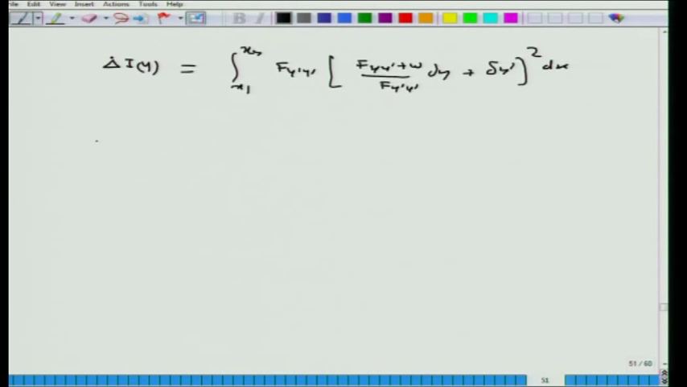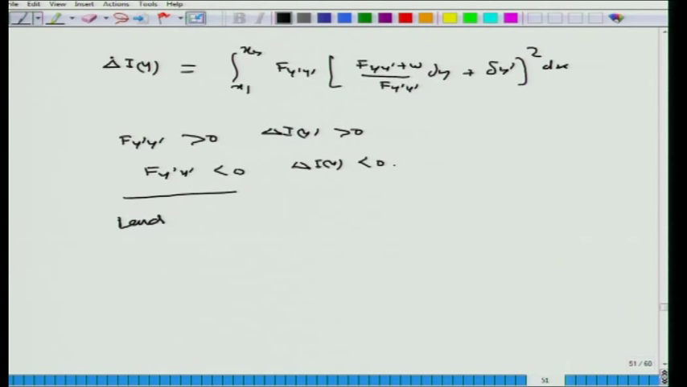So, clearly, if f y prime is positive, we get delta I y positive. If f y prime is negative, then delta I y is negative. And so, this condition, f y prime positive, is actually called the Legendre condition. These conditions are called Legendre conditions.